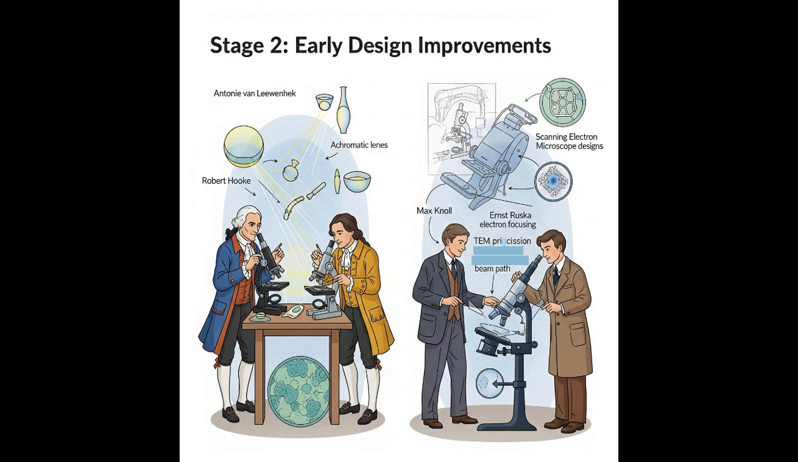Moving to stage 2, early design improvements. For optical microscopes, this meant centuries of work by pioneers like Robert Hooke, and later advancements in achromatic lenses. For the TEM, these were the crucial early 1930s, just a few years after the initial idea, when Ruska and Knoll built the very first prototypes demonstrating that electrons could be focused to form an image. The SEM also saw its early designs take shape around the same time, though its path to practical application was a bit slower.